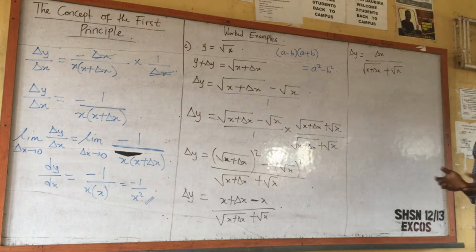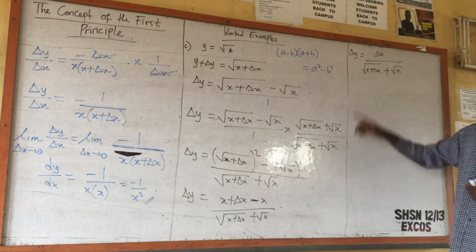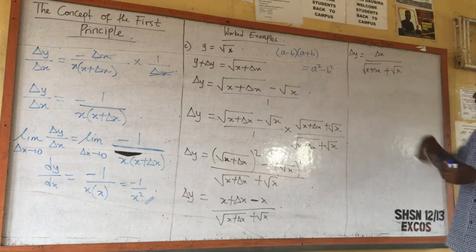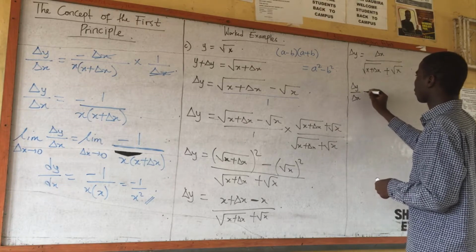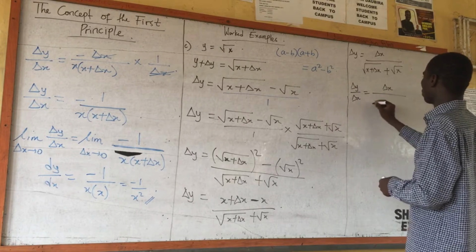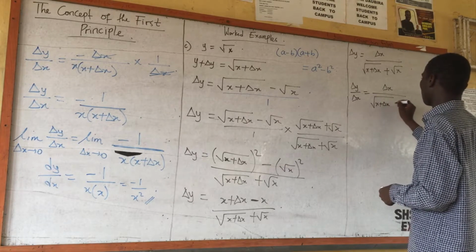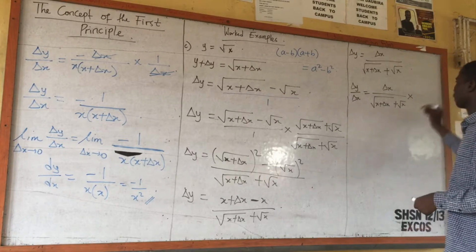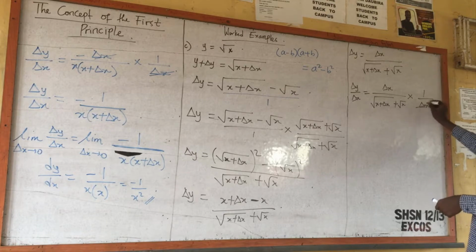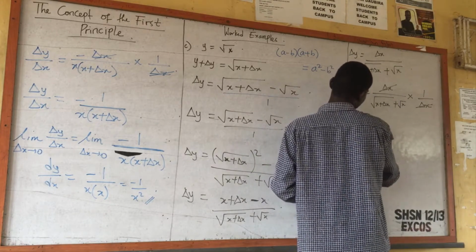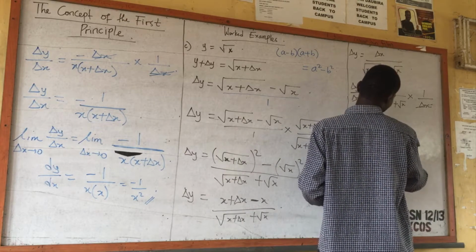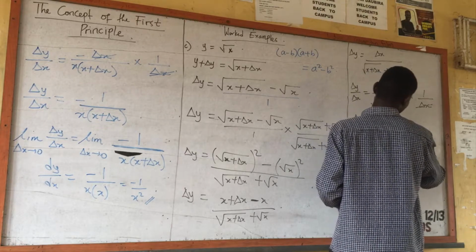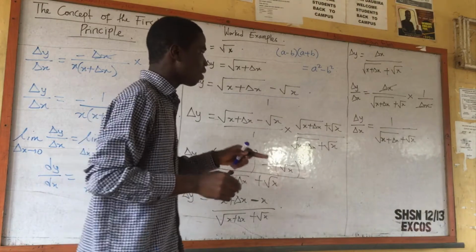So at the end of the day, I will divide both sides by delta s. After I've made delta y the subject of the formula, I will divide both sides by delta s. So, dividing both sides by delta s, I have delta y divided by delta s to be equal to delta s all over square root of s plus delta s plus root s, multiplied by 1 over delta s. We cancel delta s, so I'll be left with delta y over delta s is equal to 1 over square root of s plus delta s plus root s.